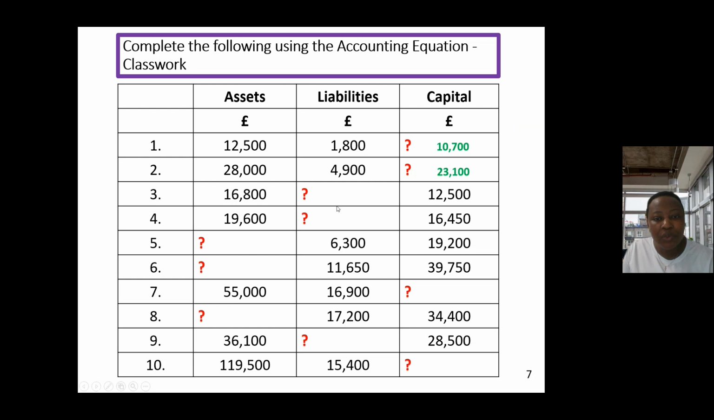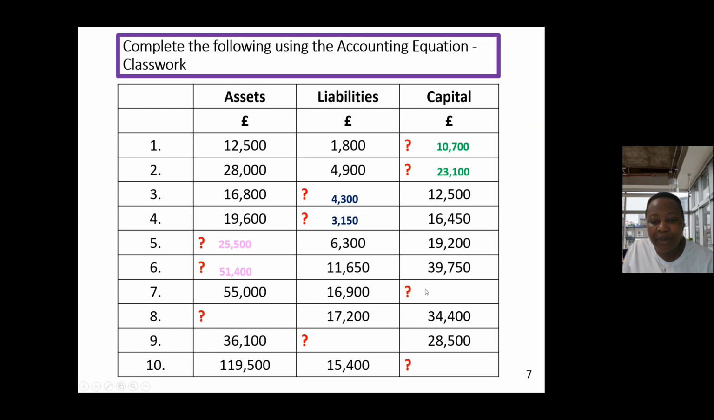In questions 3 and 4, we want you to look for liabilities. In this case, it should be assets minus capital. Assets minus capital should give you liabilities. So if you do 6,800 minus 12,500, you should have 4,300. Do the same for question 4, you would have 3,150. Questions 5 and 6, we're looking for assets. Assets equals liabilities plus capital. So 6,300 plus 19,200 should give you 25,500. If you do the same for question 6, you'd have 51,400.